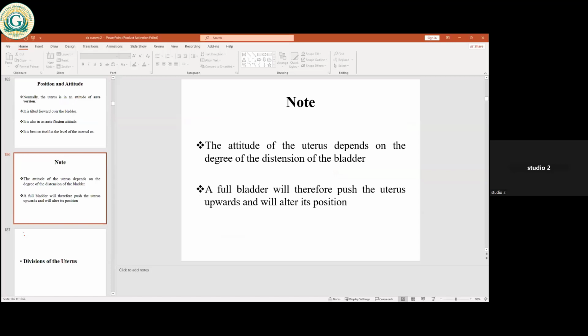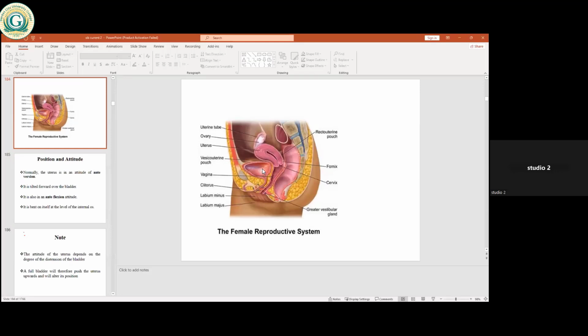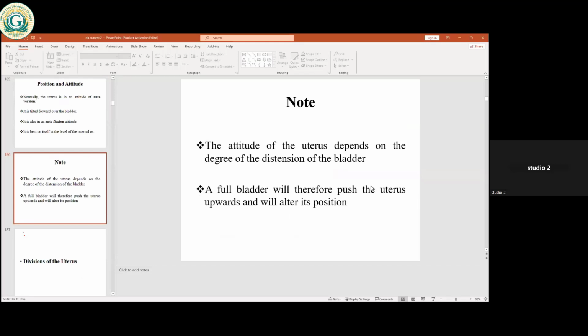Note, this bending, antiflexion and antiversion, changes and depends on the degree of distension of the bladder. If the bladder is full, it raises the uterus and changes the attitude of the uterus upward. Let's go back to the diagram. When the bladder is full, it pushes this uterus and makes it straight, so this bending will go away. Similarly, when the uterus has a baby, it raises the uterus and the antiflexion and antiversion go away and the uterus becomes straight. So in other words, the attitude can change.